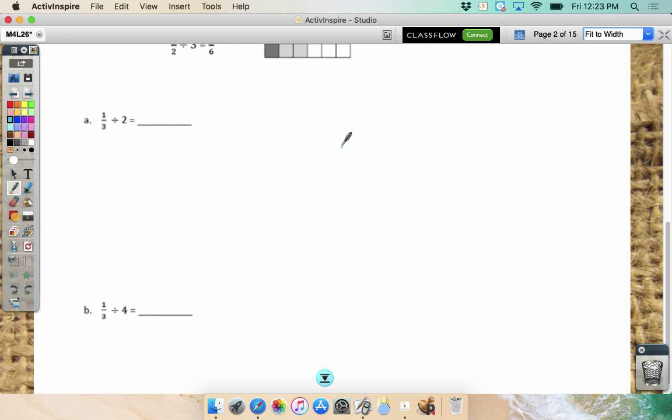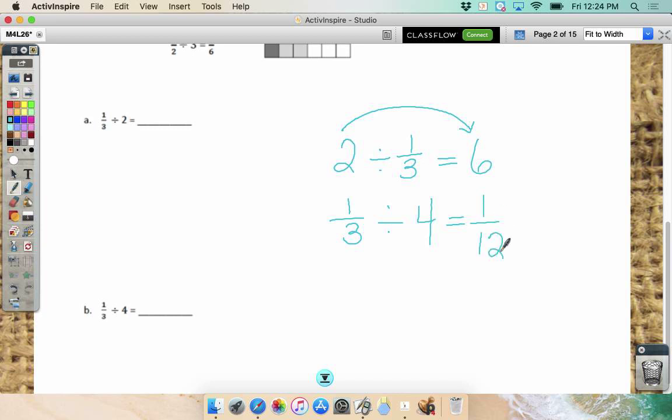Write this down. 2 divided by 1/3 would be what? 6. So if the problem starts with a whole number, your answer is a whole number, okay? And then if we did 1/3 divided by 4, what would my answer be here? 1/12. How do you know it's a fraction? Because it starts with a fraction. Okay, so my answer is a fraction. Does that make sense to everyone?